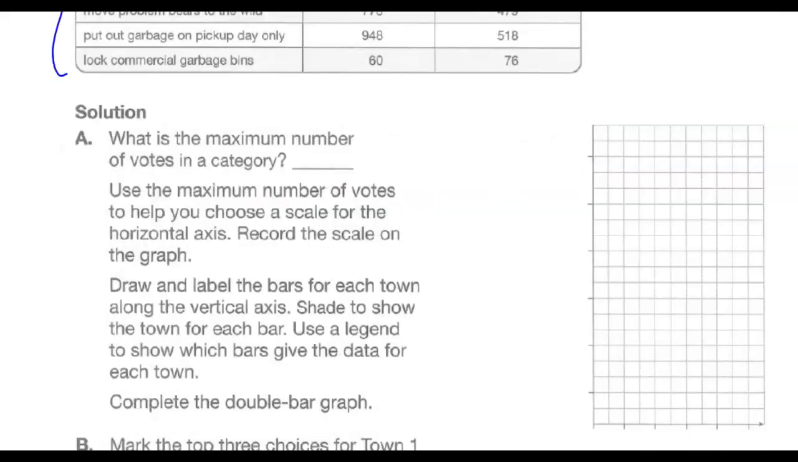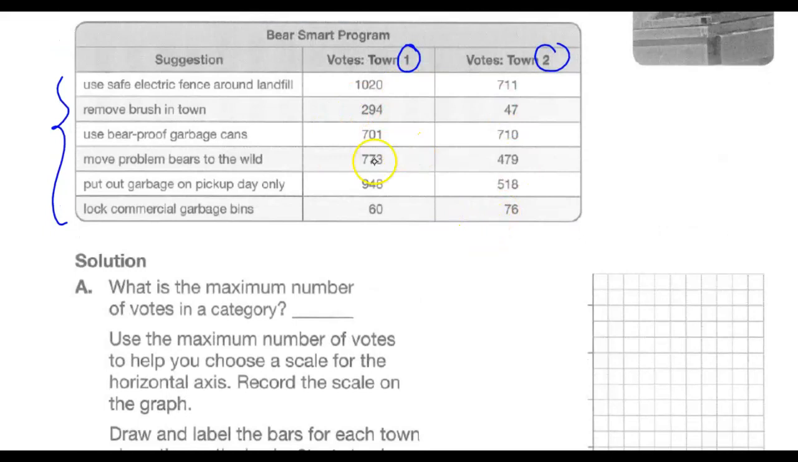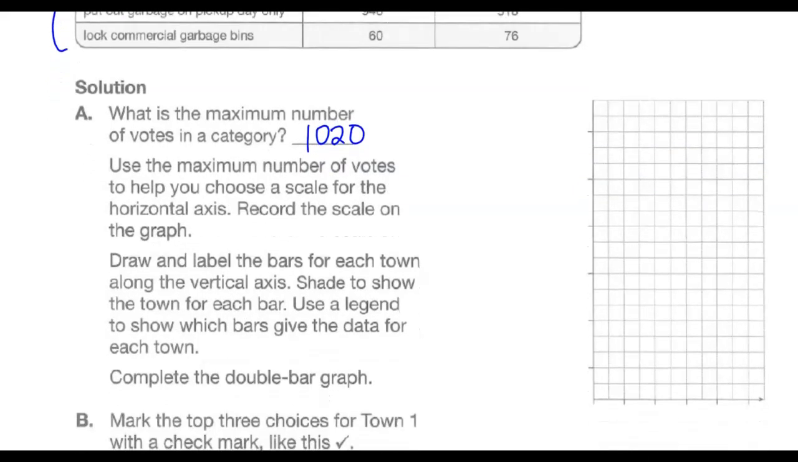So it says, what is the maximum number of votes in a category? So in all of these data, 1020 is the highest, and that's going to help us decide on our scale. Okay, so in this case, it says use the maximum number of votes to help you choose a scale for the horizontal axis. So they're actually telling us to do the number of values horizontally. So this is going to be a horizontal bar graph. And so we need to check the markings here.